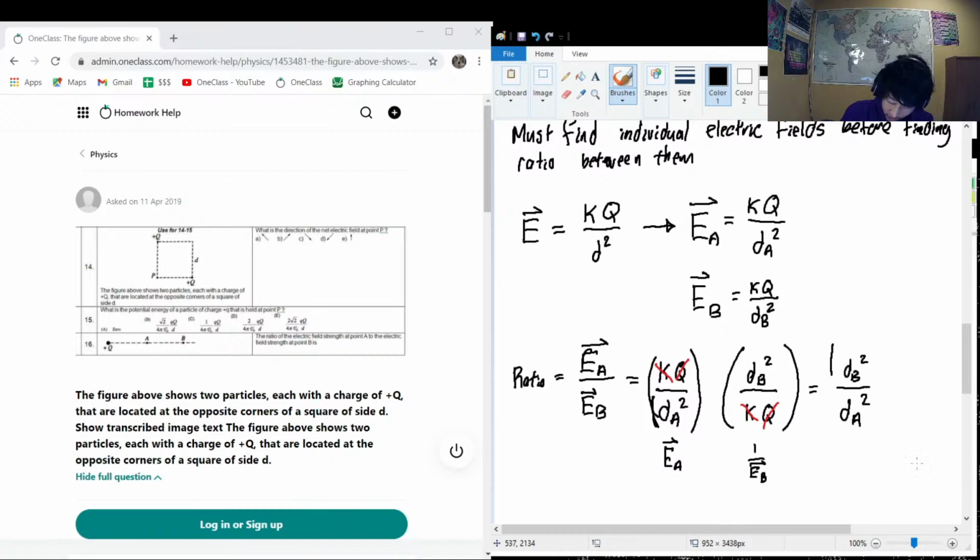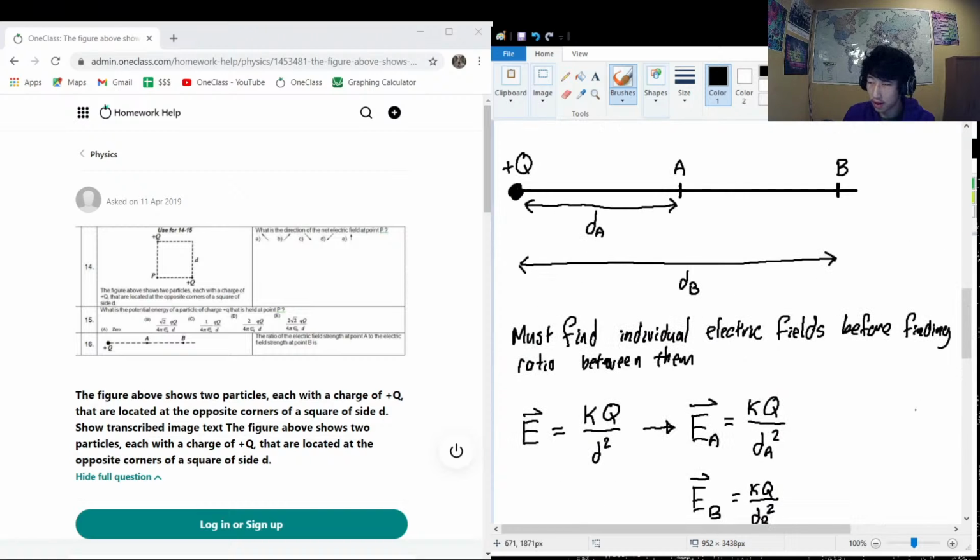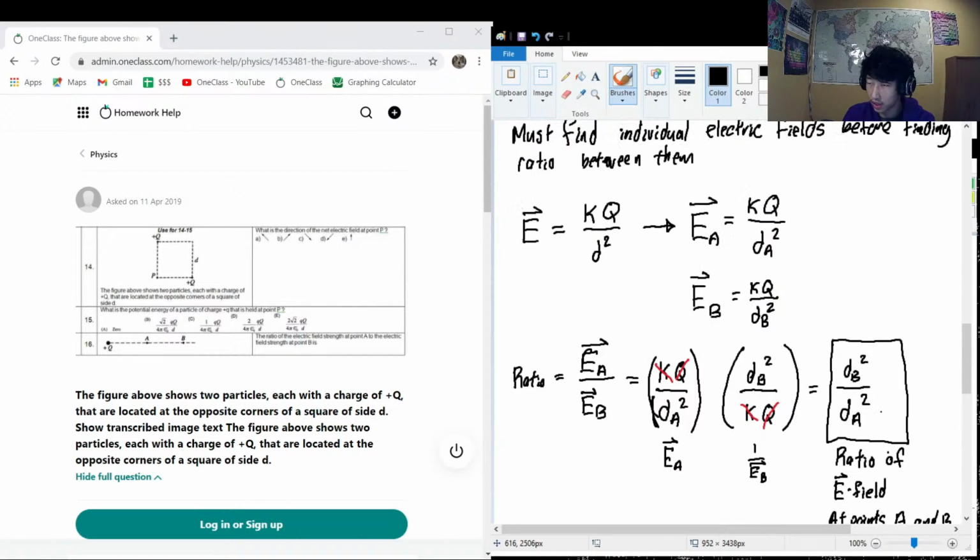So this shall be the ratio of the electric field at points A and B. As long as you know what those distance values are, you could just sub them into this equation and easily find the ratio between them. So if you find one, you could easily find the other with this little ratio here. Okay, sounds good? Sounds cool.